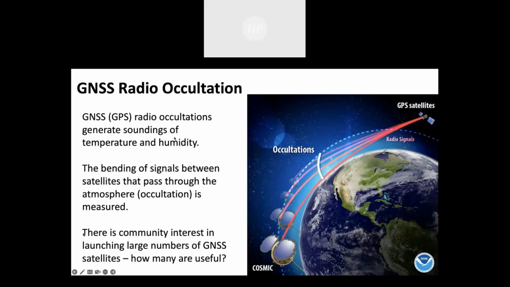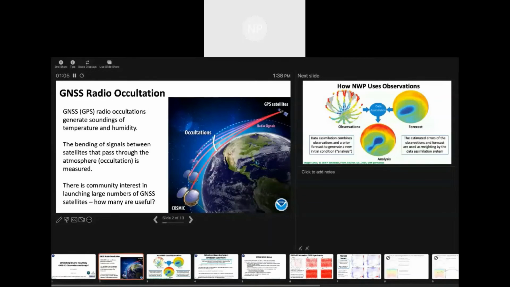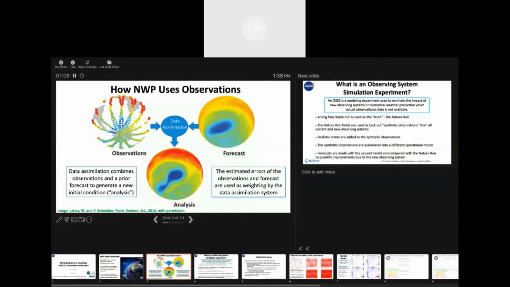So what we're going to be looking at in this talk is using these soundings of temperature and humidity in numerical weather prediction. There's been increasing interest from the community in the past couple of years in launching large numbers of GNSS satellites. So the question that we're going to look at here today is: is there a saturation of information that can occur? Is there some point where you have so many of these satellites that you're not getting that much use out of the data anymore? We're going to be doing that using an Aussie, and I'll get to Aussies in a second. So I'm going to go briefly on about how numerical weather prediction uses these observations.